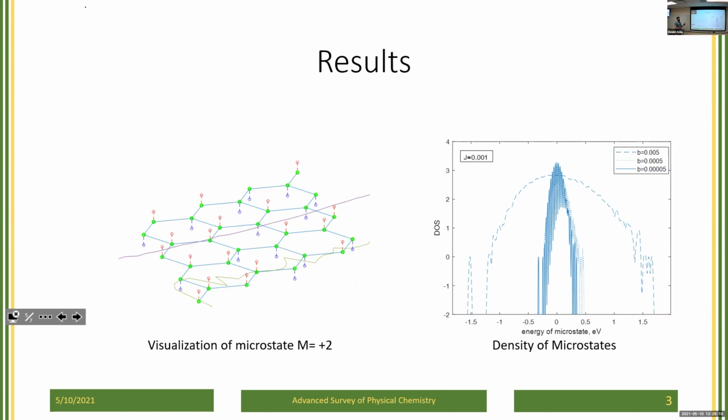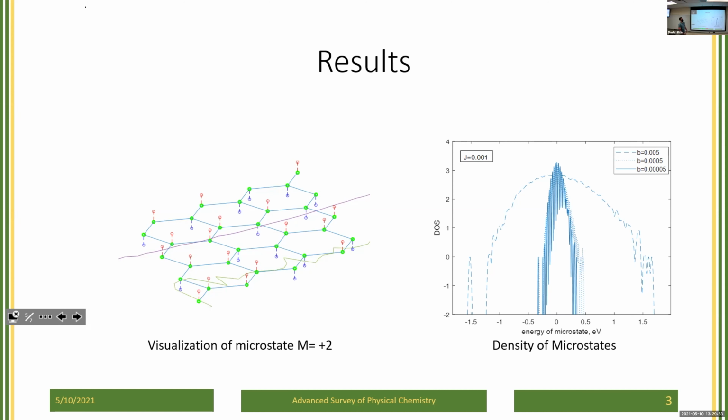So 2 things I was looking at for the results. One, visualizations of a microstate, and in this case, the only one I was able to successfully get to compute was a visualization where there are 4 extra spin up. Okay? 4 extra spin up spins for a total magnetization of +2.